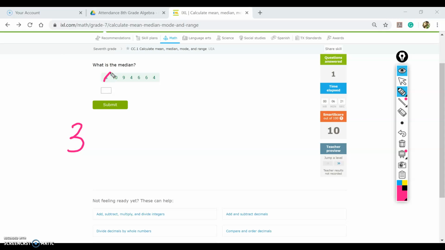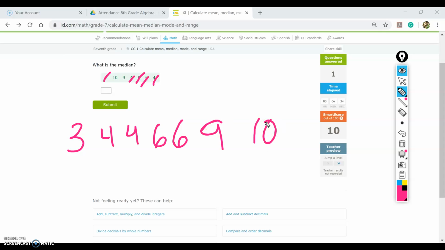And then I have 4, but I have 2 4s. So 4, 4. And then I have 2 6s. So 6, 6. And then I have a 9. And then I have a 10. Right? Now I'm going to find the number that is in the middle. So I'm going to jump from one side to the other side, one side, the other side. The number that is right in the middle would be my median, which in this case is 6.